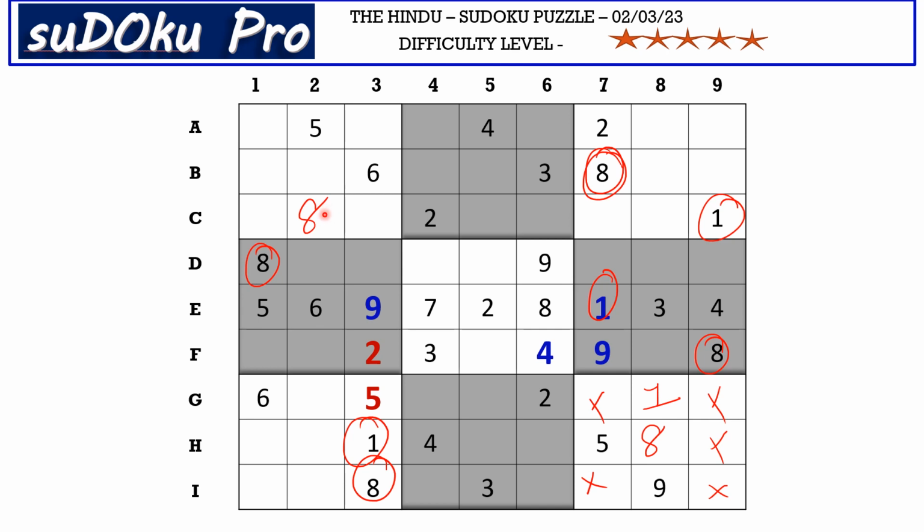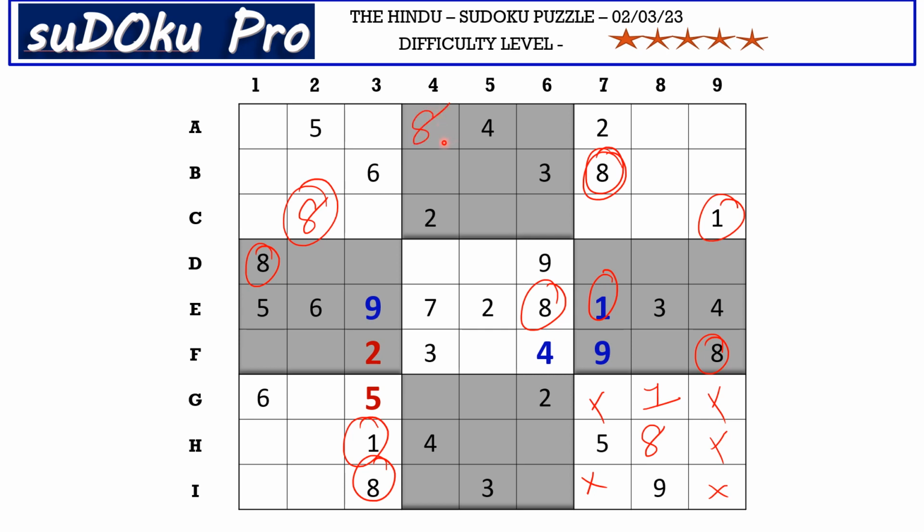Now this 8 in C row and this 8 in B row block these 2 rows. So 8 goes in one of these 2 cells. We have this 8 from column 6 blocking here. So 8 goes here in A4.